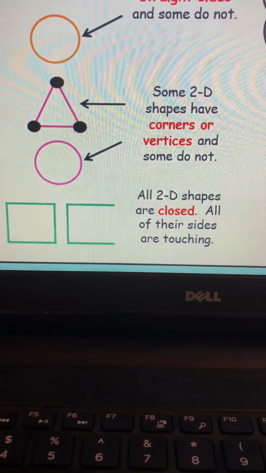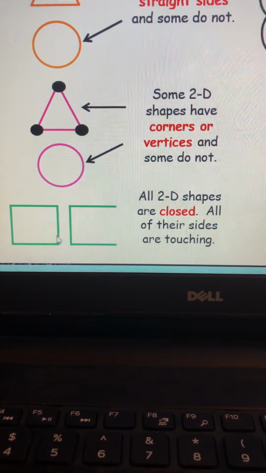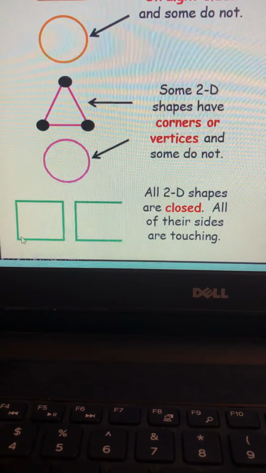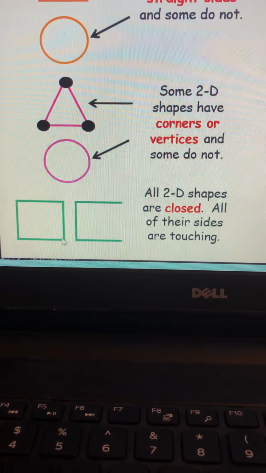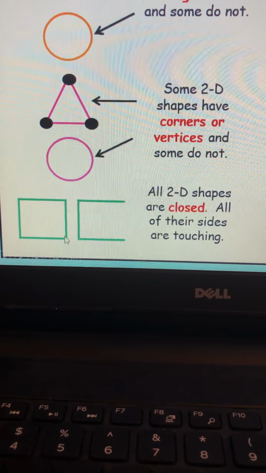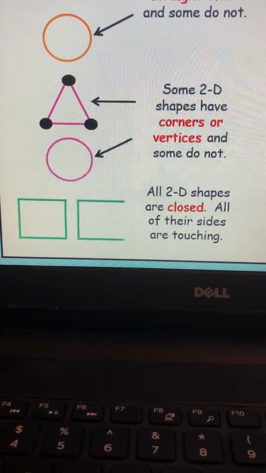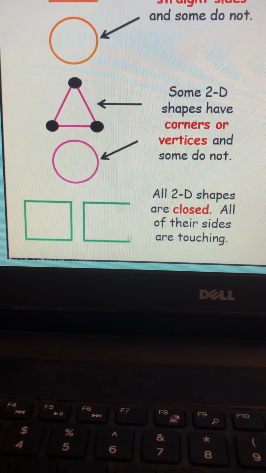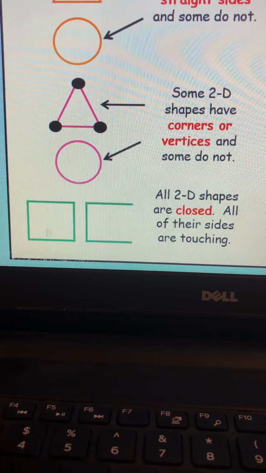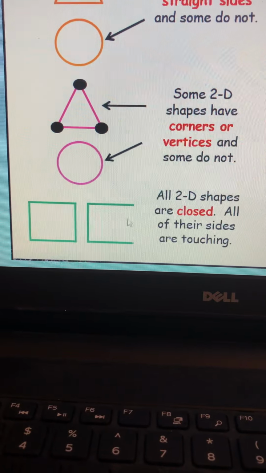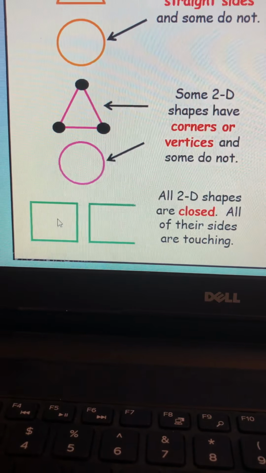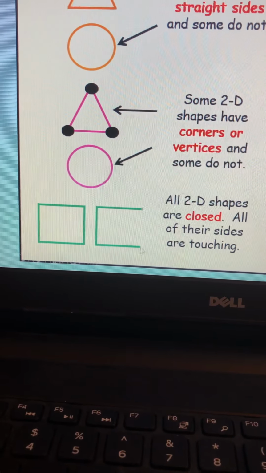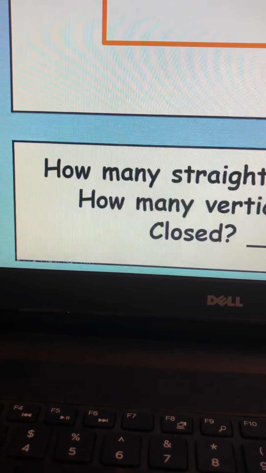All 2D shapes are closed. What that means is that the sides are touching. So you see how all the sides are touching on this rectangle here. On this one though, it's open. They're not all touching. So this is a closed shape, this is not closed. So this is a 2D shape, this is not. It has to be closed in order to be a shape.